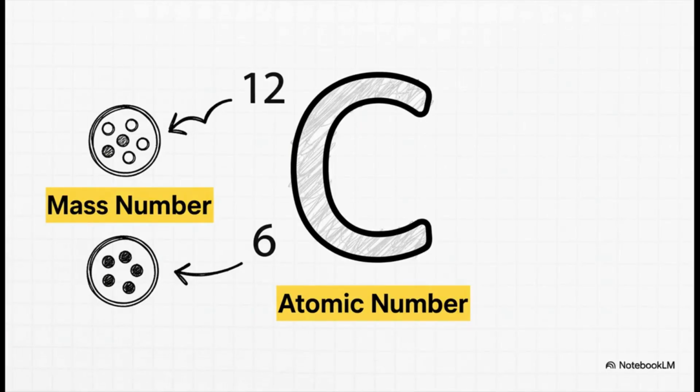The big letter C, that's the symbol for carbon. The number up top, the superscript, that's the mass number, 12. And the number on the bottom, the subscript, is the atomic number, 6. A lot of times you won't even see that bottom number, because hey, if you know it's carbon, you already know it has 6 protons.